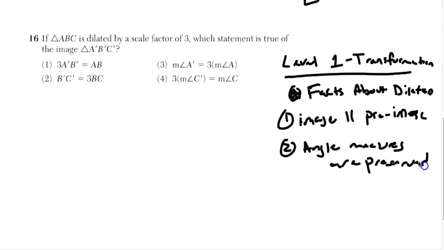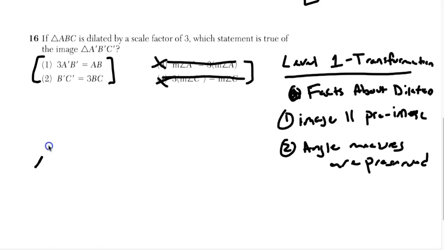And since angle measures are preserved, I can knock out 2 of these answers, and that would be 3 and 4. Because these are basically telling me that when you dilate the triangle, the measure of angle A is 3 times the measure of A prime, which says that the angle got 3 times smaller. No, that makes no sense. And this one also says that the angles are 3 times as big. So these 2 are out because we know the angles stay the same. We'll take those out. So then we have these 2 that we're going to take a look at.